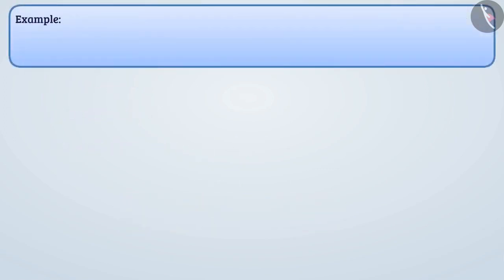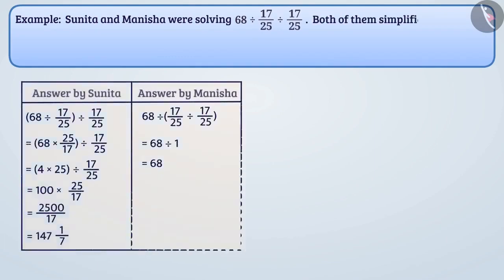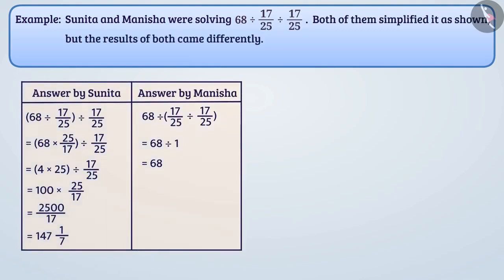Next example. Sunita and Manisha were solving 68 divided by 17/25 divided by 17/25. Both of them simplified it as shown. But the results of both came out differently. Can you tell whose answer is correct?